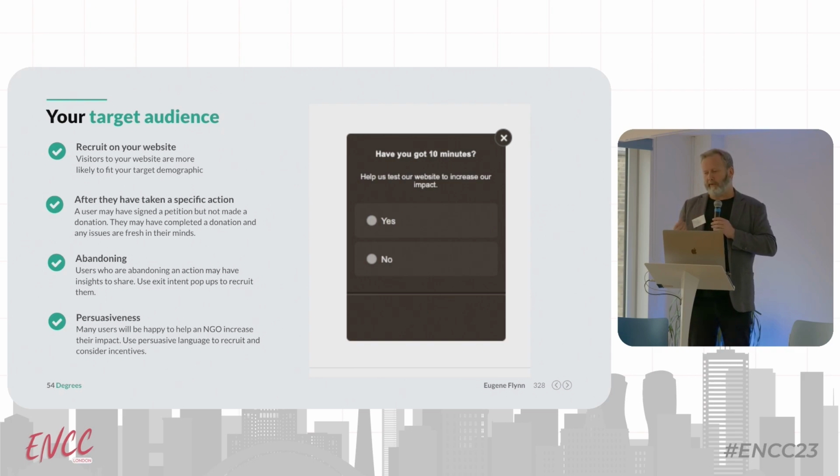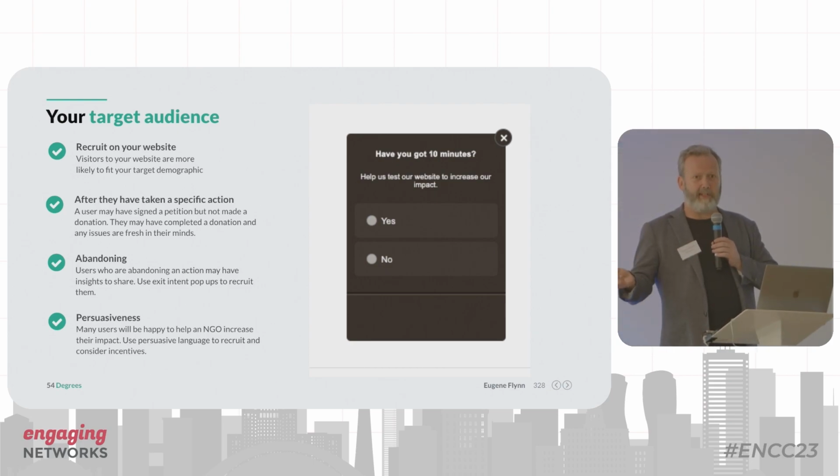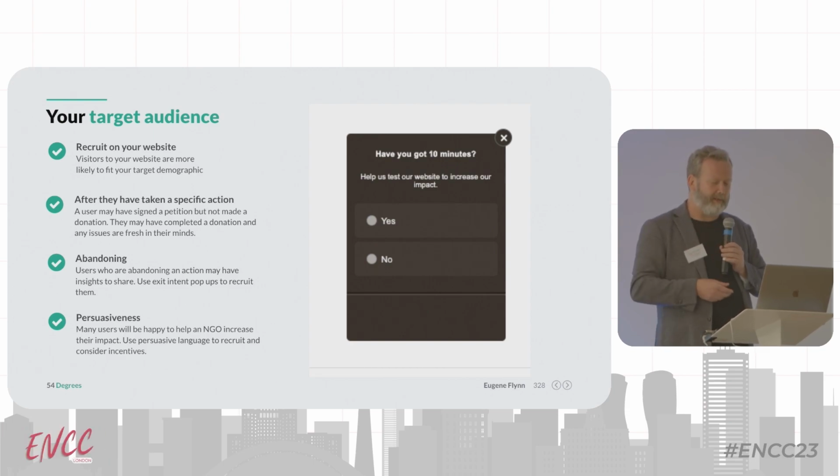I think some of the more valuable places you can do it is, let's say they've taken a petition but they haven't made a donation. That could be a good point to do it because you can then interview them about, well, why did you not make the donation at that point? Or actually go through it again and ask them to do it.